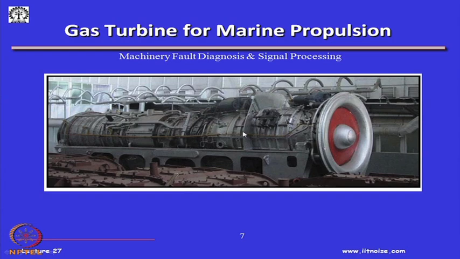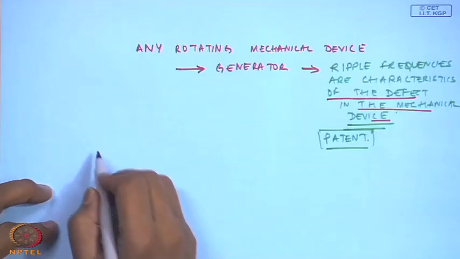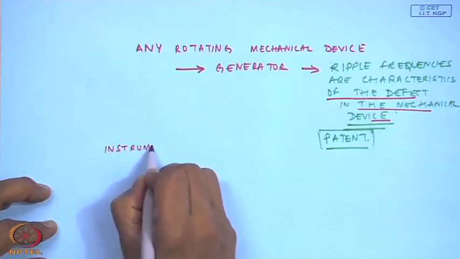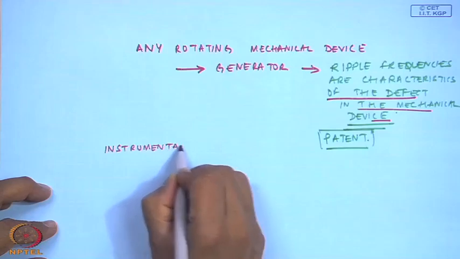Okay. And so, how do you do the health monitoring of such gas turbines? Okay. So, the best place would be to keep vibration transducers along these rings. You will see a lot of these rings and braces are there, because you obviously cannot access them. The instrumentation challenges for monitoring gas turbines are such.